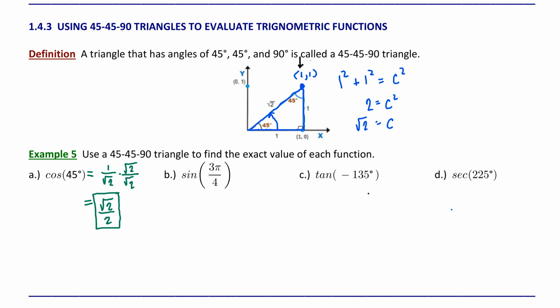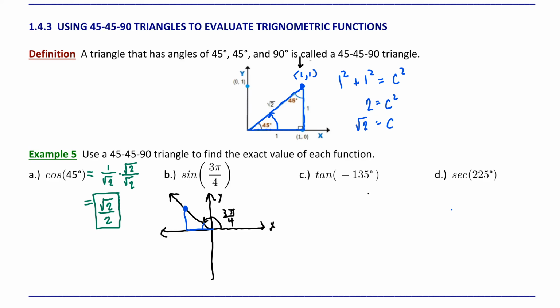Now, it may be the case that we're going to have to reposition our special triangle to fit other angles, like example B, sine of 3 pi over 4. Now, 3 pi over 4 is an angle in quadrant 2. So I'm going to, first of all, construct this angle, 3 pi over 4. And then we're going to fit a 45, 45, 90 triangle in that space. A point on the terminal side of 3 pi over 4 could be -1, +1.